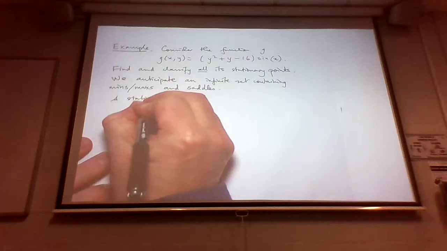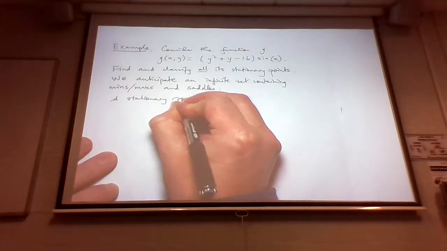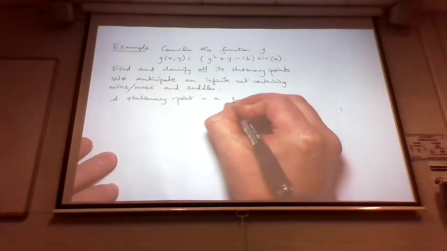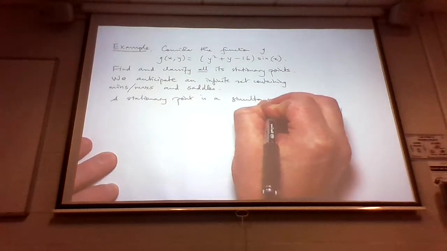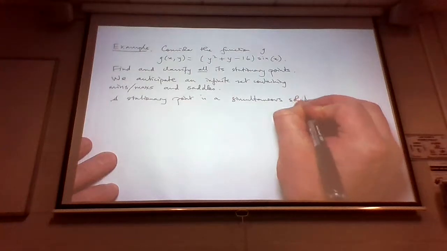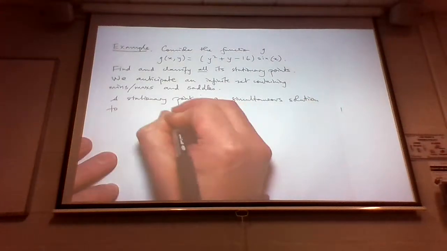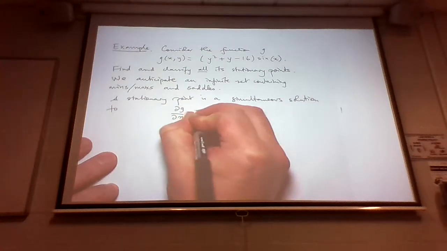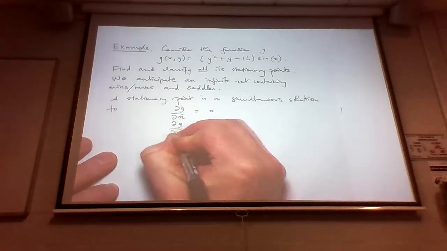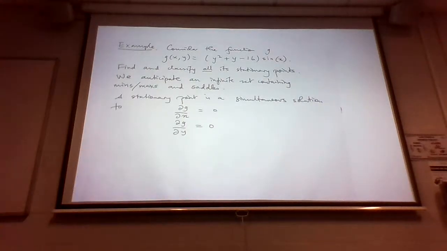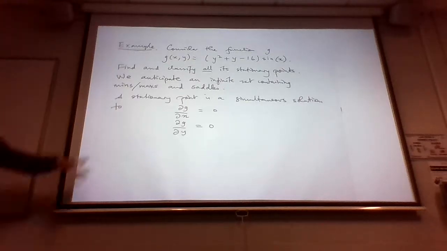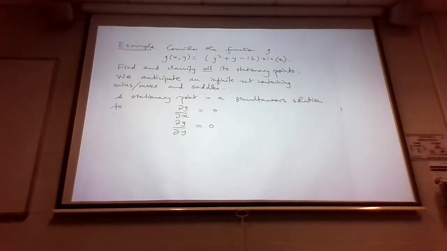So the stationary point is, and we defined it today, a simultaneous solution to these two equations, dg/dx equal to 0 and dg/dy equal to 0. They are the points x, y, the locations in the domain of the function where both of these equations are simultaneously satisfied, where both the partial derivatives vanish. So we need to obtain the partial derivatives first of all.